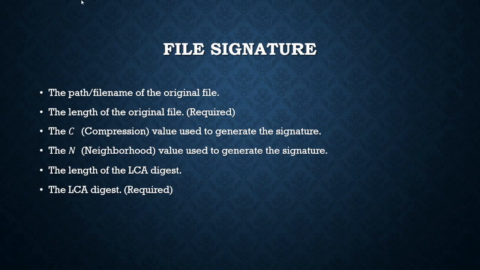But for the file signature, basically what is provided is the file path and the name of the original file, the length of the original file, or the length of the data that is in that file, all right? The compression that is used to generate the signature, and the neighborhood that is used to generate the signature, the length of the digest, and the digest itself, or LCA digest, which stands for the Lossy Compression Algorithm Digest.